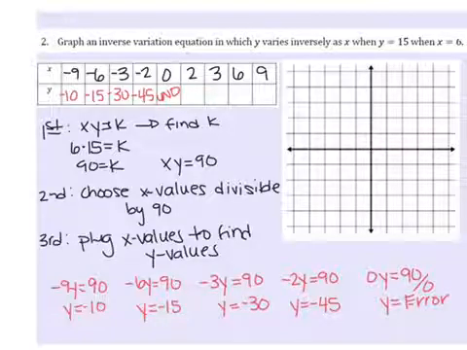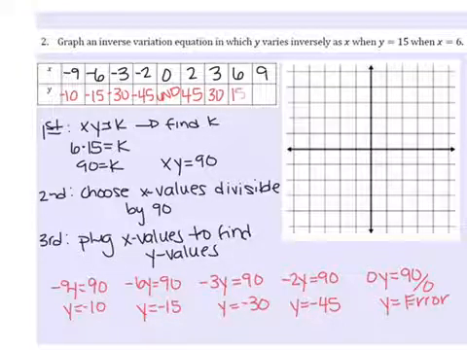So now the nice thing about using the positive and the negative same numbers is I'm going to get the same numbers, but they're going to be positive instead of negative. So underneath my negative 2, I had negative 45. So underneath 2, I'm going to have positive 45. Negative 3 was negative 30, so positive 3 is going to be positive 30. I'm going to get positive 15, positive 10.